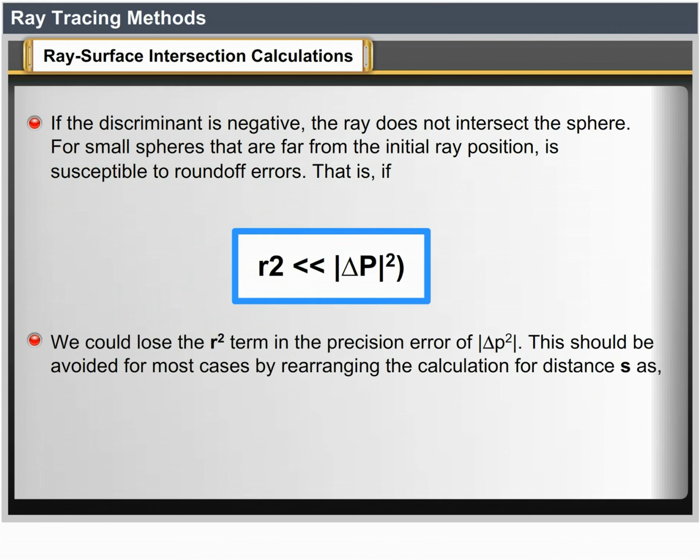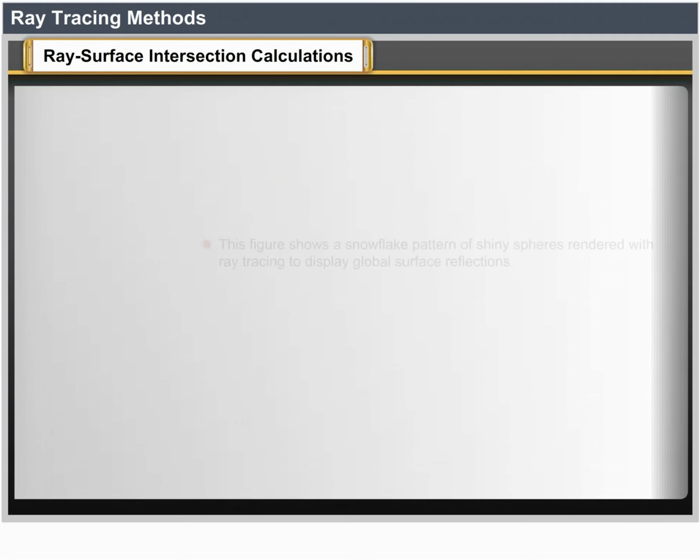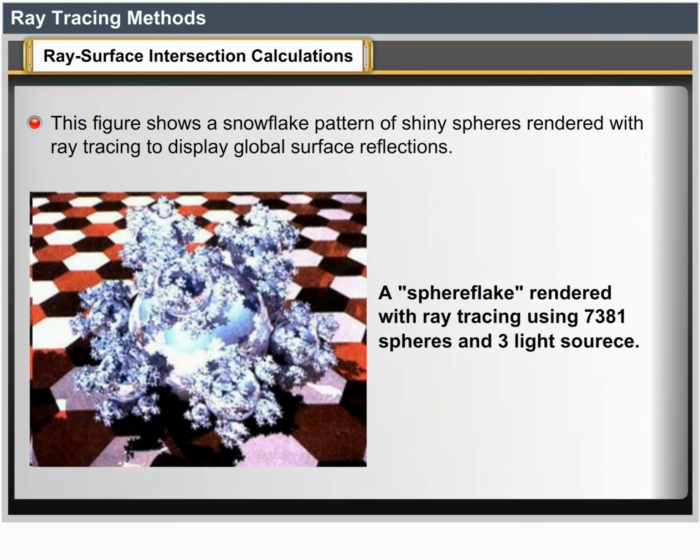We can avoid this for most cases by rearranging the calculation for distance S as S equals U and delta P plus or minus square root of R squared minus mod of delta P minus U and delta P into U whole squared. This figure shows a snowflake pattern of shiny spheres rendered with ray tracing to display global surface reflections.